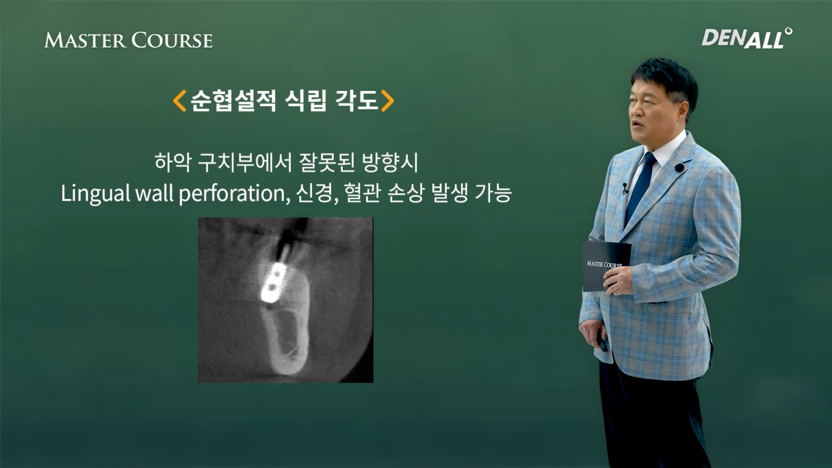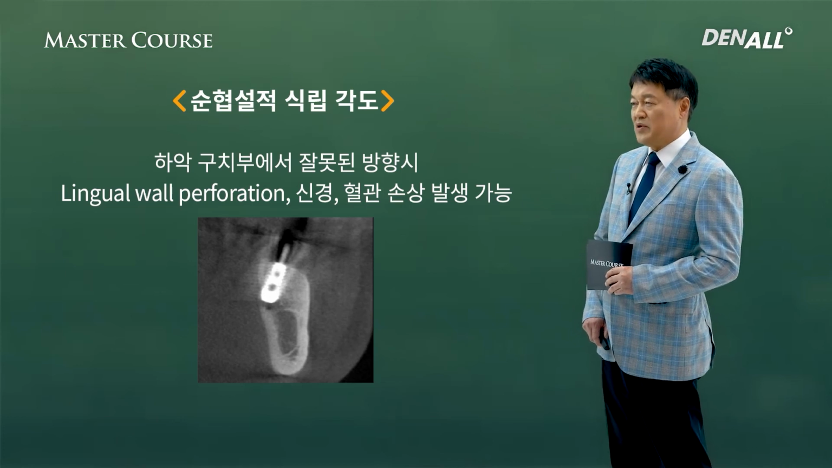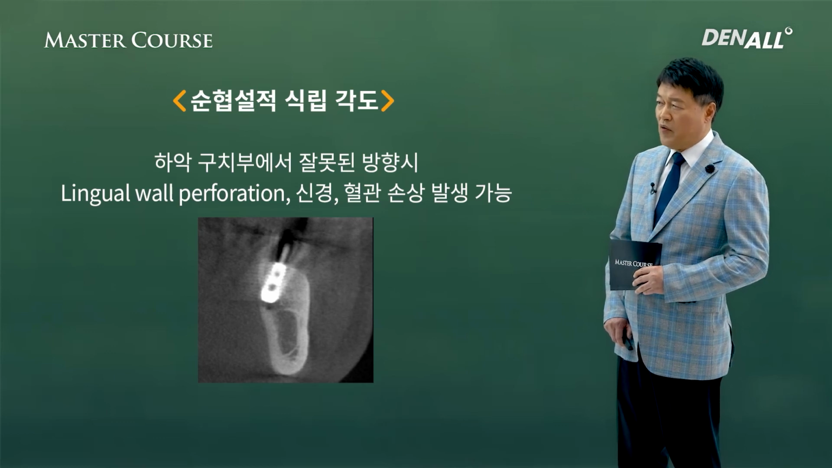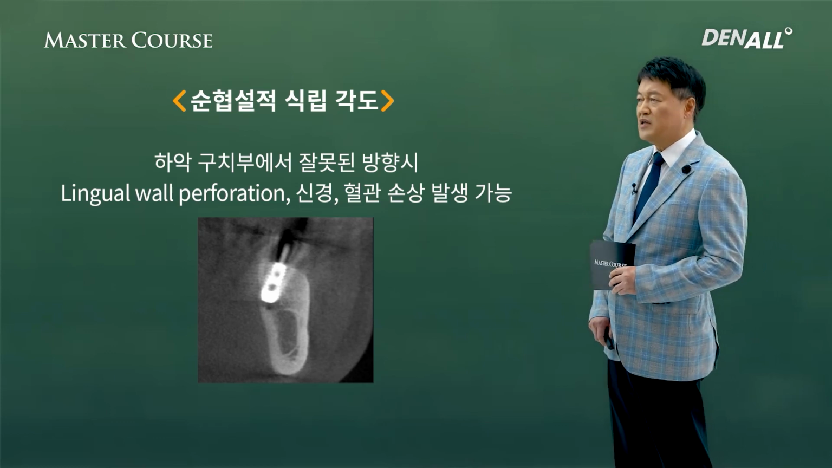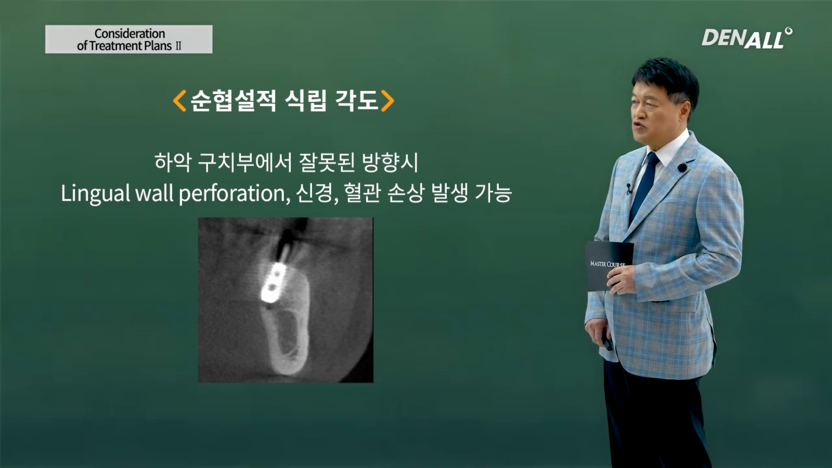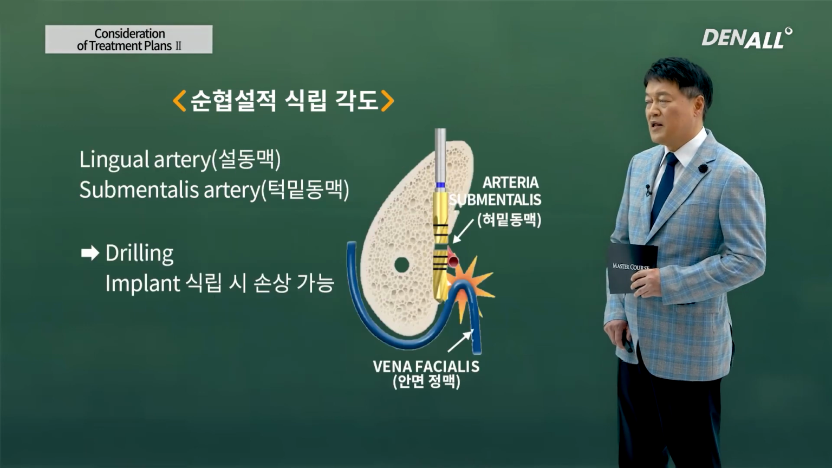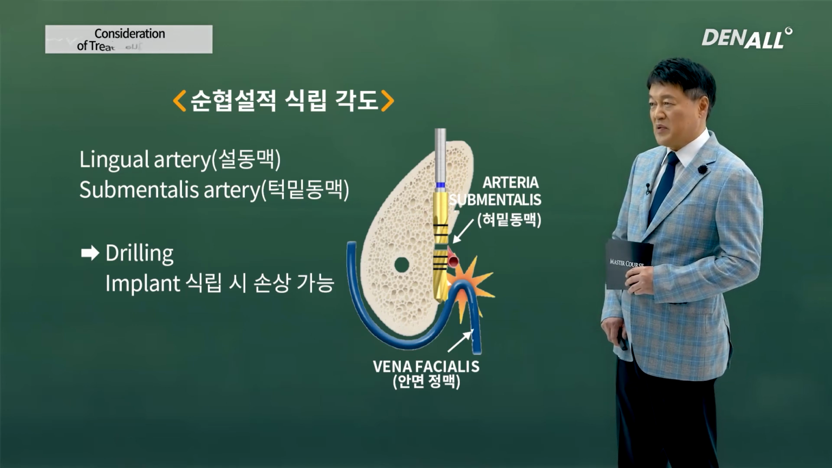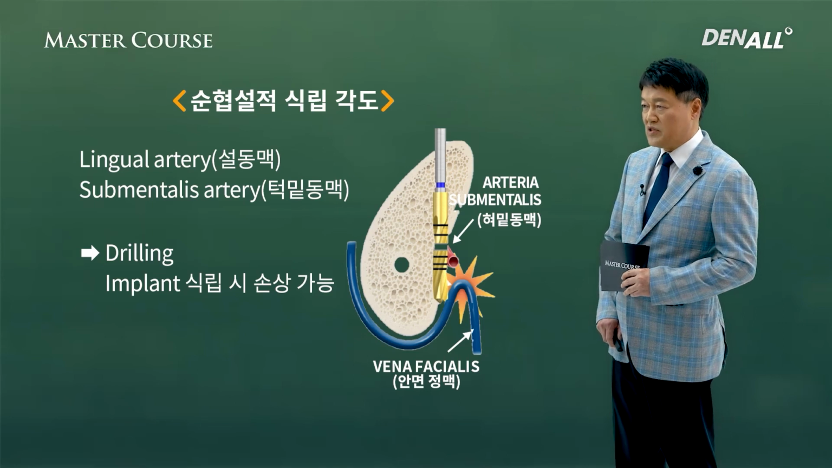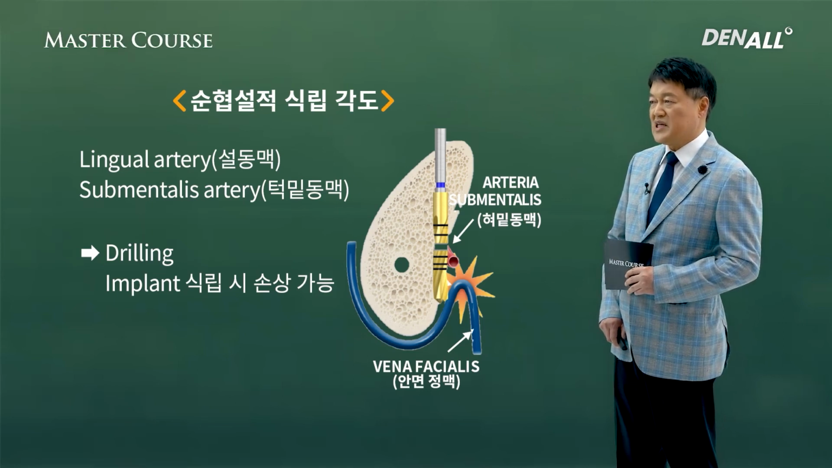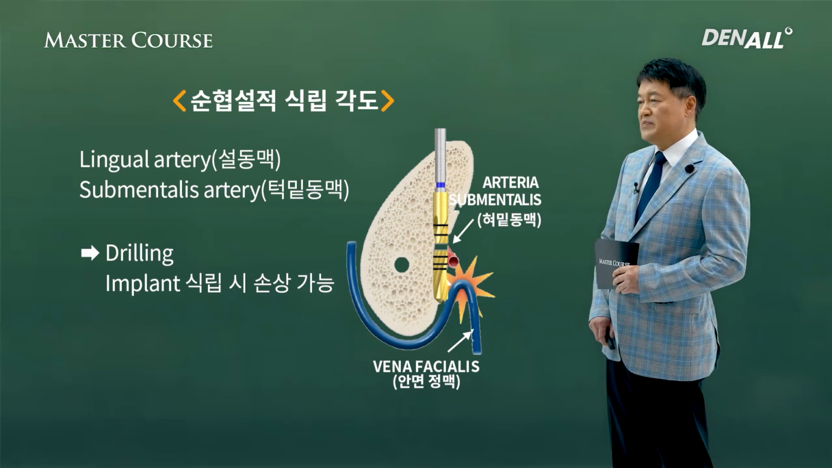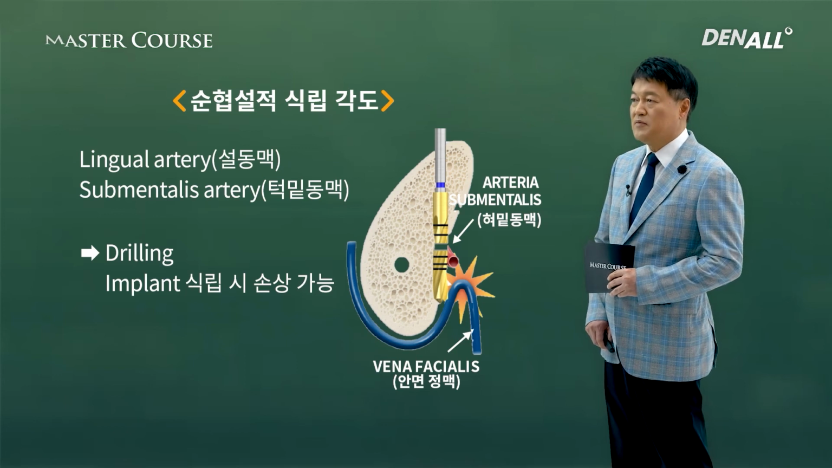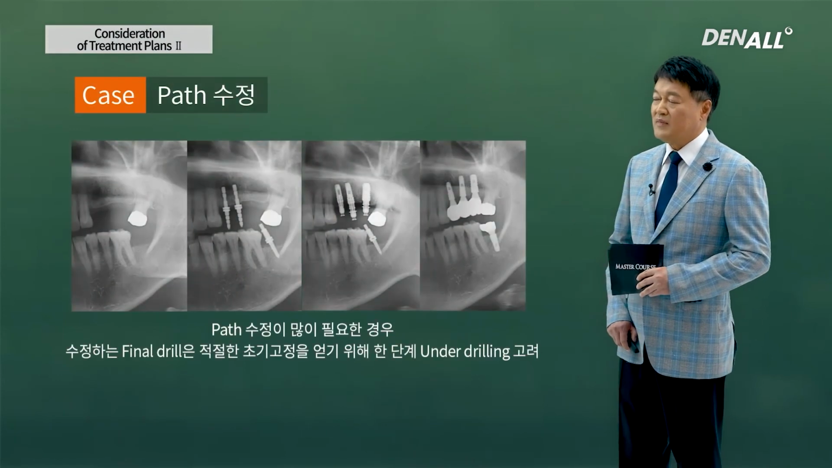In the case of the lower posterior, if you get the wrong buccolingual placement angle, there can be lingual wall perforation, and there can be damage to nerves or blood vessels. In the lower posterior, there's a concave anatomic structure. If you get the wrong angle, there can be lingual perforation, and the lingual artery or arteria segmentalis can be perforated. As you drill in, you can cause damage to it, so you need to pay special attention.